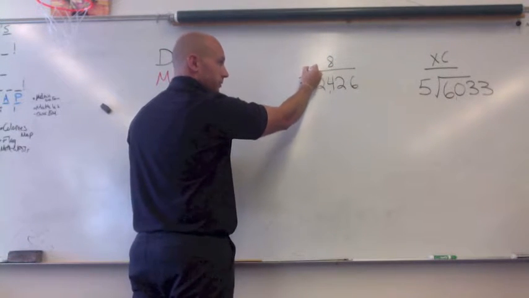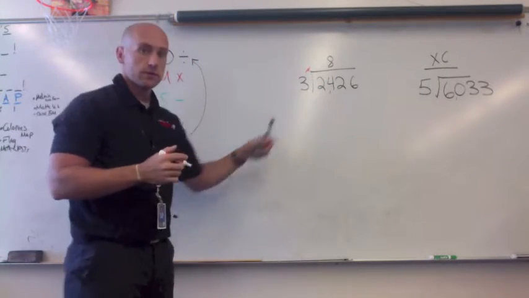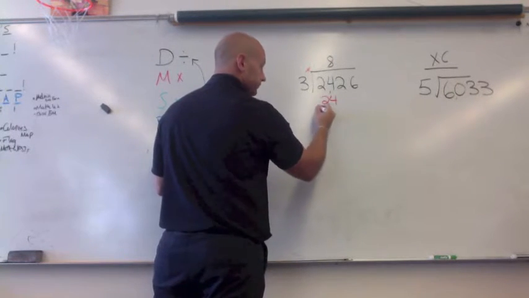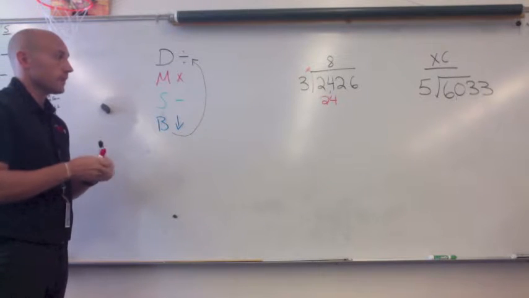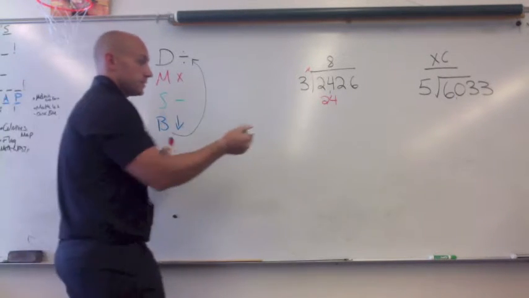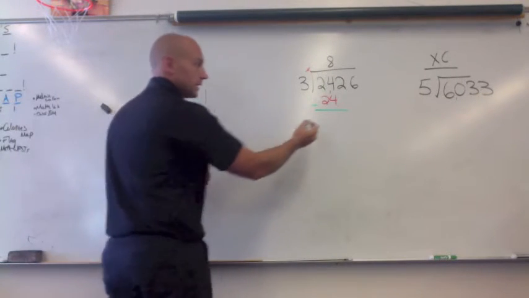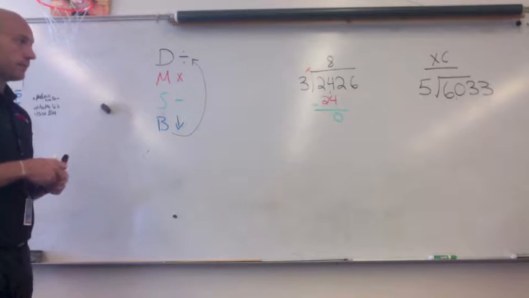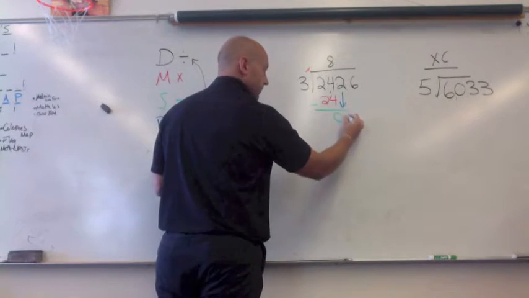We multiply the number we just got times the divisor. So I'm just going to put a multiplication sign right here so we don't forget. 8 times 3. So 8 times 3 is 24. You put it right here. And now the next step is subtract. So I'm going to subtract what I just wrote down. 24 minus 24 is 0. And then the next step is to bring down. So I just bring down the next number here.